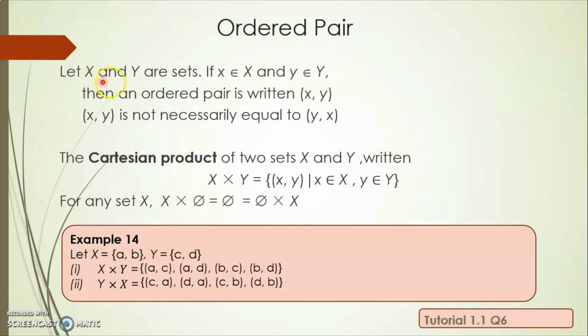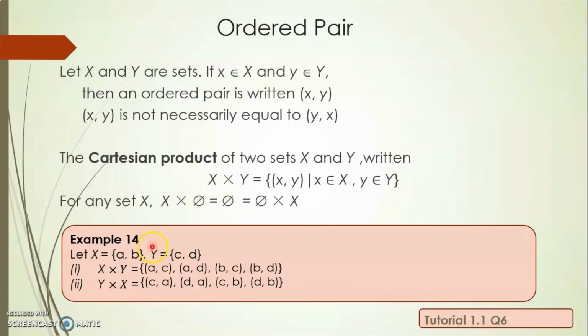Ordered pair. Let x and y be sets. If small x is an element of set x and small y is an element of set y, then an ordered pair is written as (x, y). And (x, y) is not necessarily equal to (y, x) because the order is important. The Cartesian product of two sets x and y can be written as x times y equals the set of (x, y) such that x is an element of set x and y is an element of set y. For any set x, the Cartesian product with a null set or empty set will give the empty set.